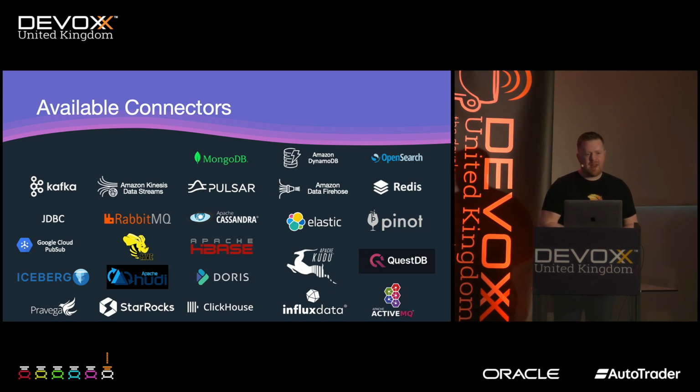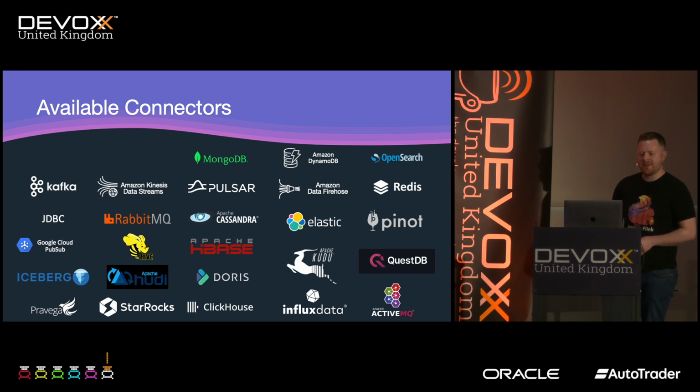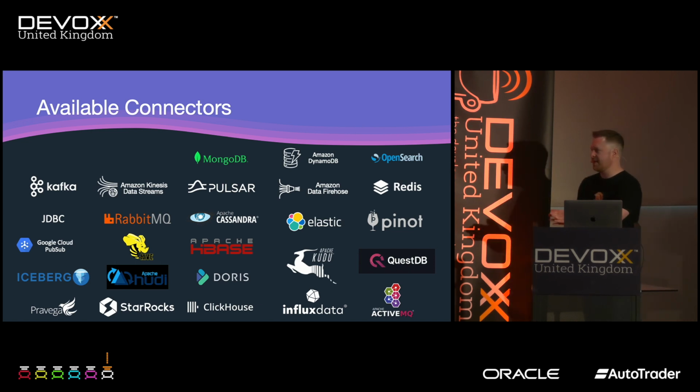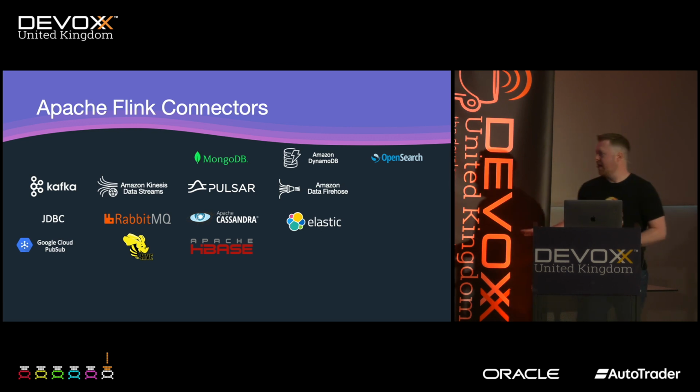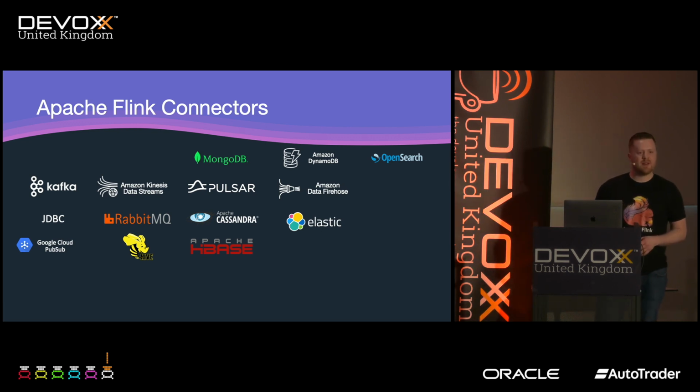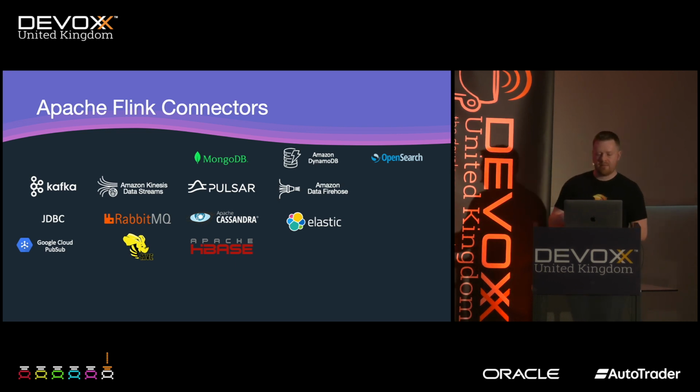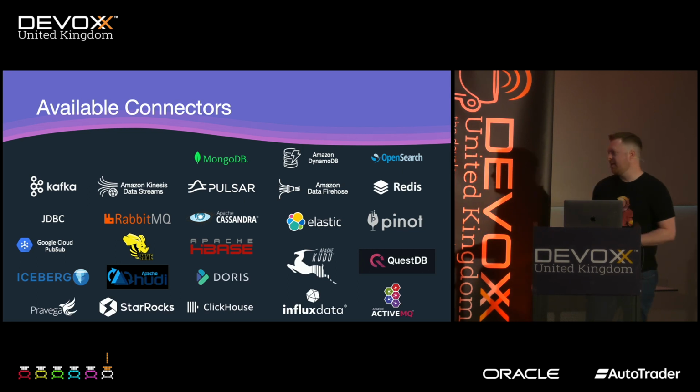So Flink has a wide ecosystem of connectors. I've dumped a bunch of icons onto the screen here. These are not all active. These are not all maintained by the Apache Flink community. The ones that are shown here are part of the Flink project, so these are officially supported by the Apache community, and they're released underneath the Flink umbrella. And then the additional ones down here are just some other third-party libraries.